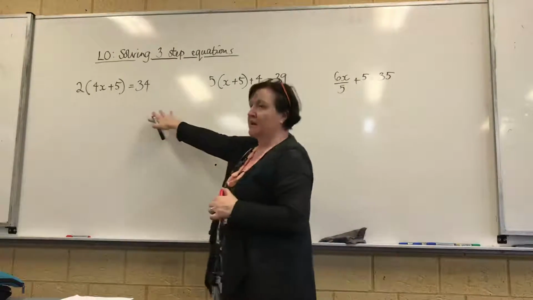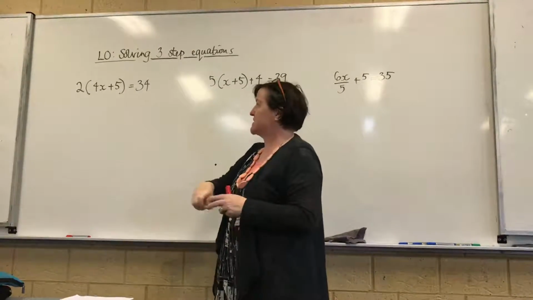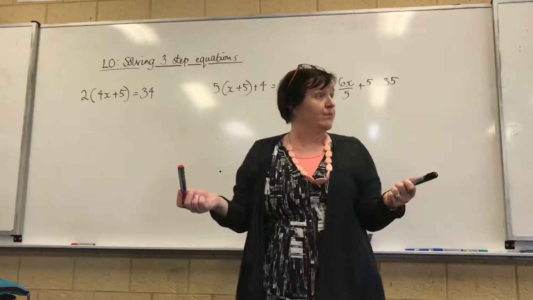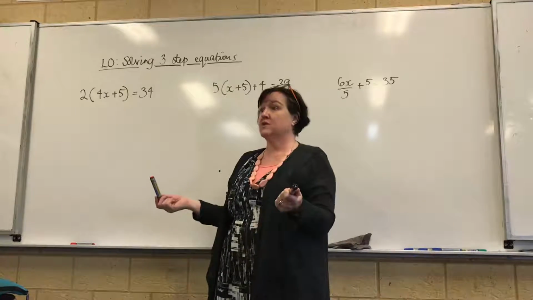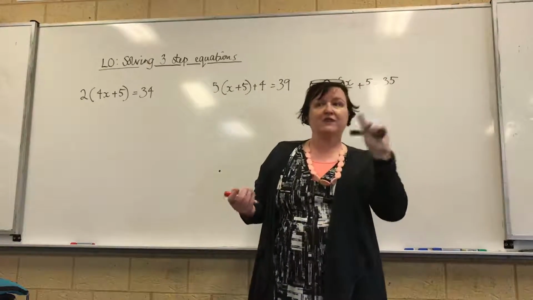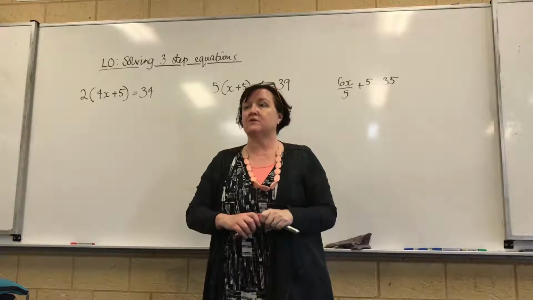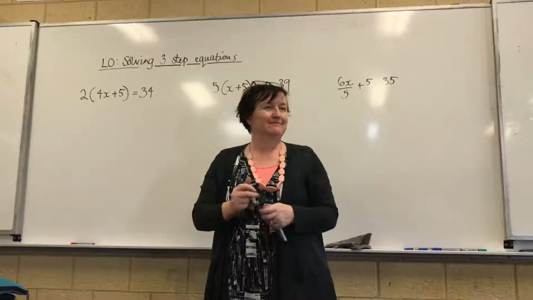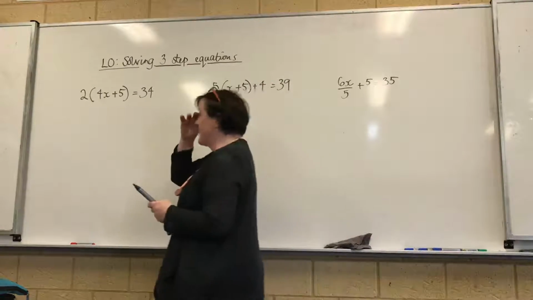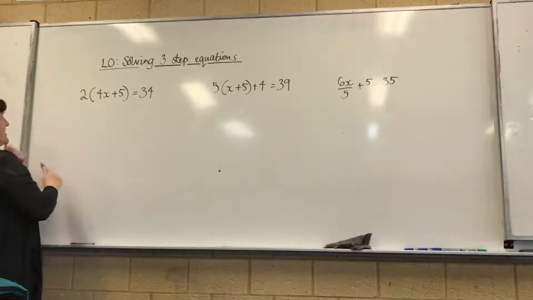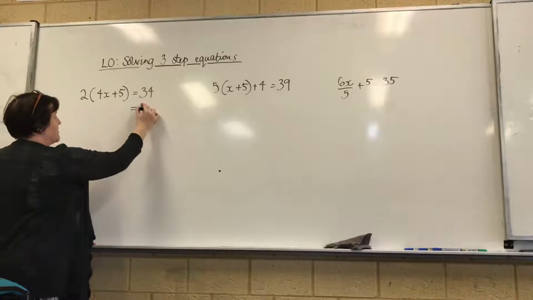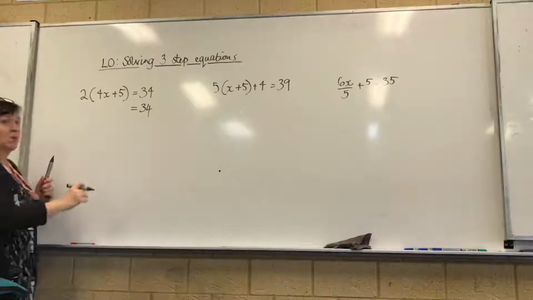So we've got one here, 2 outside of 4x plus 5 equals 34. Obviously, it's a distributive law type question. So what do we need to do to the left-hand side of the equation before we do anything else? We need to expand the brackets. So this one, and you all know how to do this, let's put our equal sign here, and 34, because it's still going to equal 34.